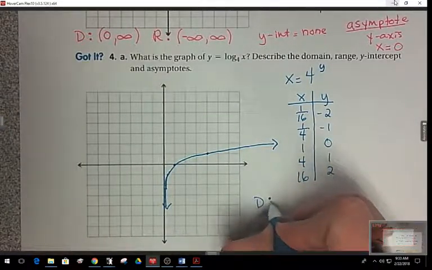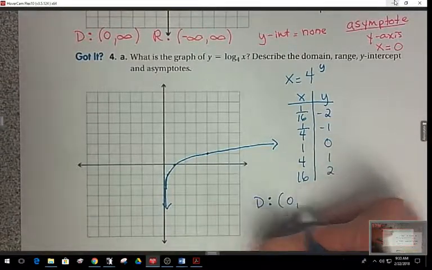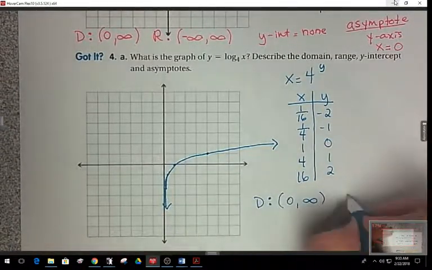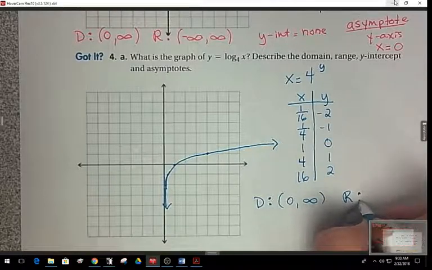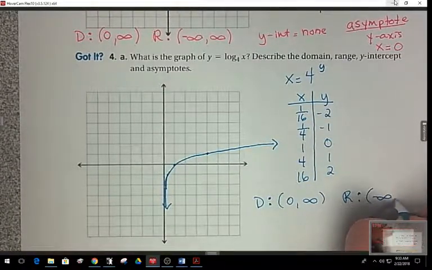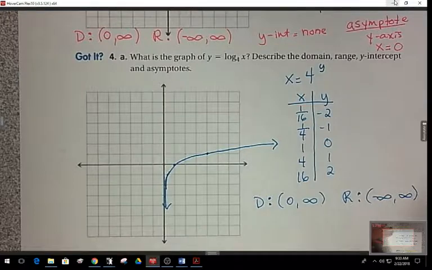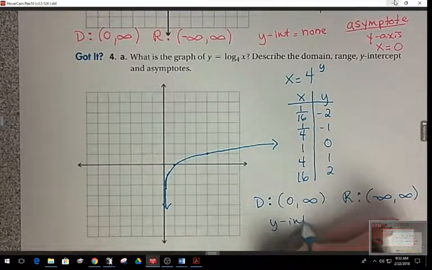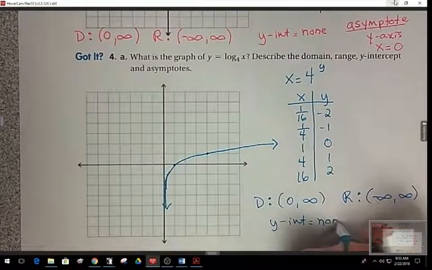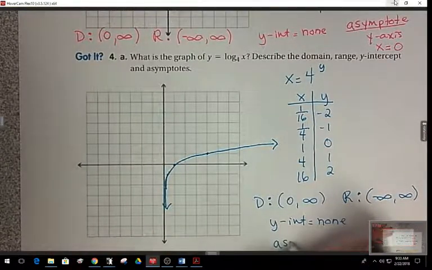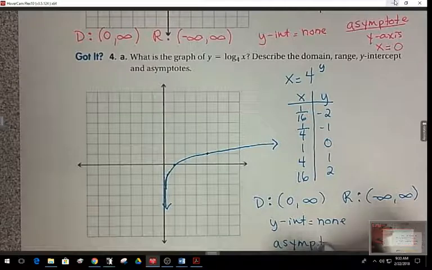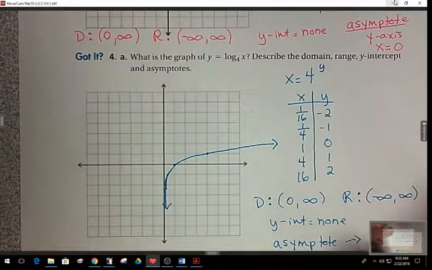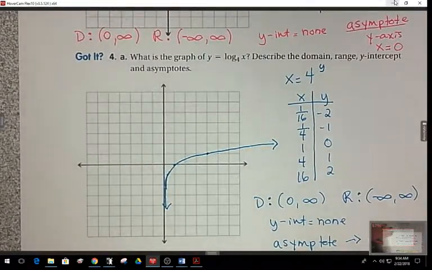So my domain, again, is going to be 0 to infinity. The range, negative infinity to infinity. The y-intercept, it doesn't have one. And your asymptote, again, is your y-axis. And the equation of that is x equals 0.